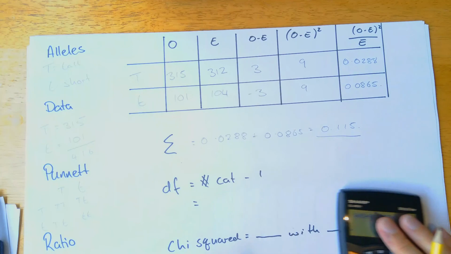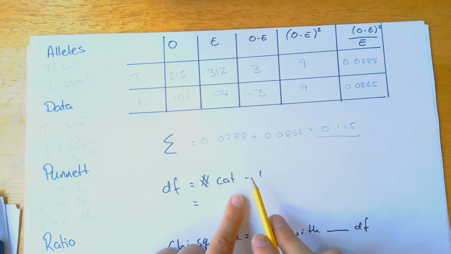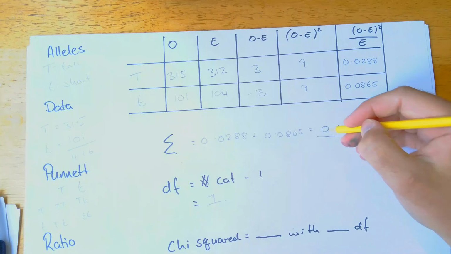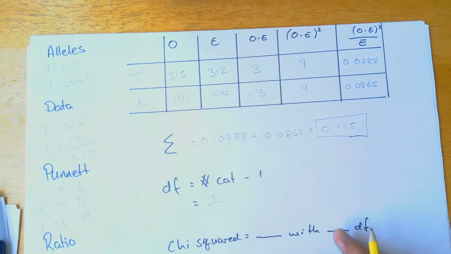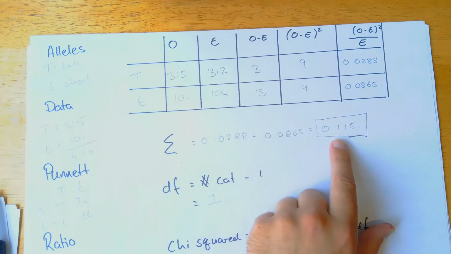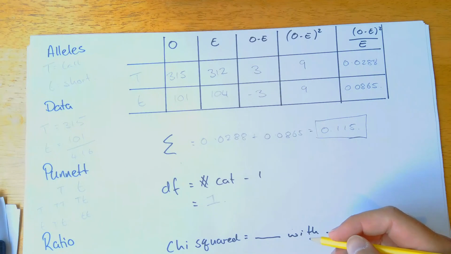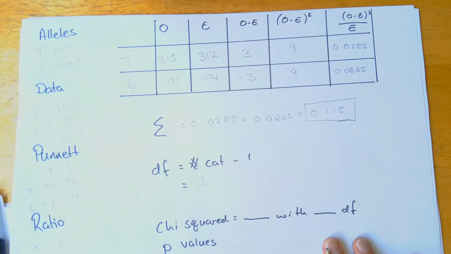Now what I've got to figure out is my degrees of freedom. Degrees of freedom is the number of categories minus 1. I've got 2 categories here, so I'm going to take away 1, giving me 1 degree of freedom. Now I've got to see where this value lies in my chi-squared table with this amount of degrees of freedom. So I'm going to skip over to the PowerPoint that I sent you and look at the chi-squared table that is there. Right, so where does my value of 0.115 fall in that first row, the degree of freedom row? That is in between 0.9 and 0.5.